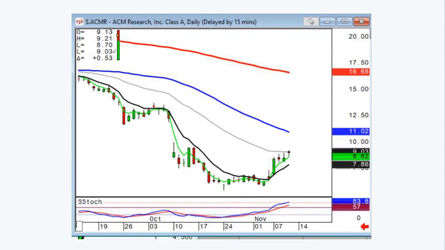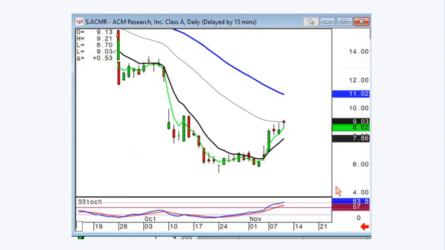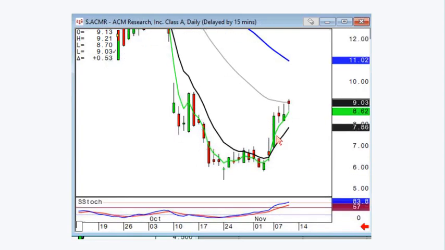ACMR. Oh, why do I have this? Why is this over here? Because it's still a good chart. Look at your doji sandwich breakout. Kind of out of a cradle pattern.